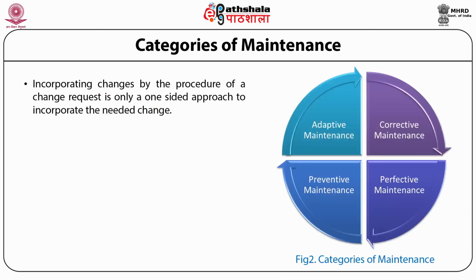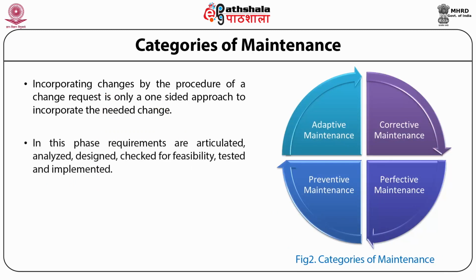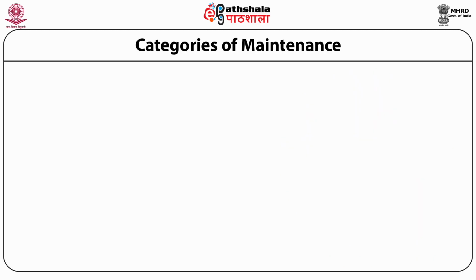One-sided approach to incorporate this particular change. In actuality, when the phase requirement occurs, they are first to be articulated, then analyzed, then designed and checked for feasibility, tested and implemented. The basic characteristics of each of the components of maintenance are, firstly, the corrective maintenance.